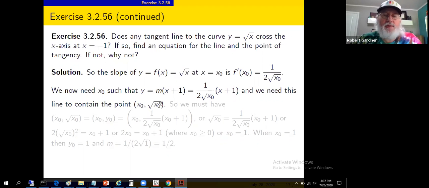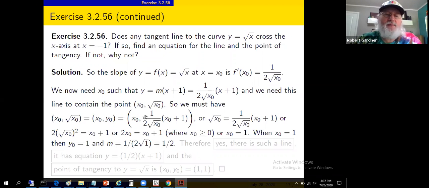All right. So we need this point, x sub 0, square root of x sub 0, to equal what we get here by plugging in x sub 0. Call it x sub 0, y sub 0 if you like. X sub 0, I don't know what it is, but I know what y is in terms of x sub 0. Here I've used the function information. Here we've used the line information. So when I plug x sub 0 in for x here, that gives a corresponding y coordinate. I need that point on the curve to equal this point on the line.